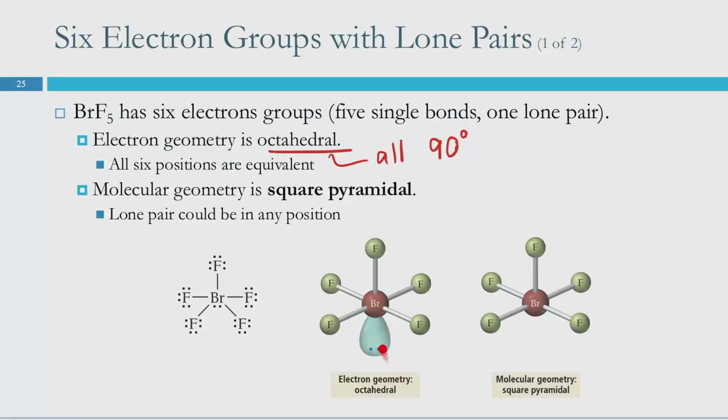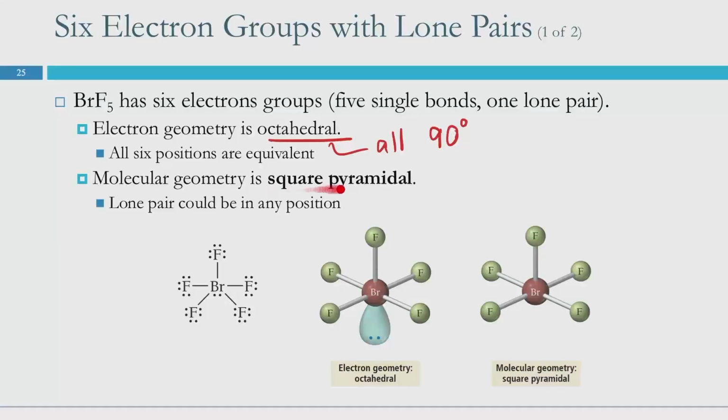If we look here, we're going to have 90 degrees between these, and these. If we put it over on the side, it's still going to be 90 degrees between 4 groups. So it doesn't matter where we put it, at least for the first one. So we can put it anywhere. It's just a different orientation of mixing it up. And so what this gives us is square pyramidal molecular geometry.